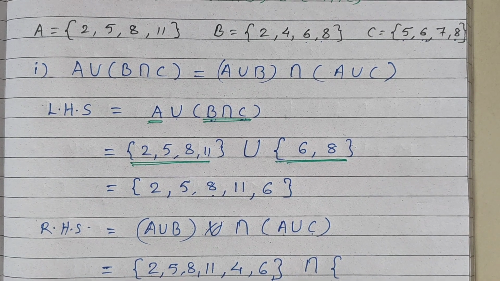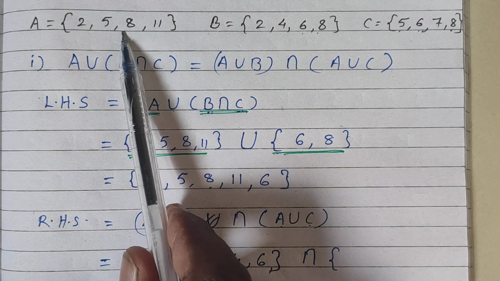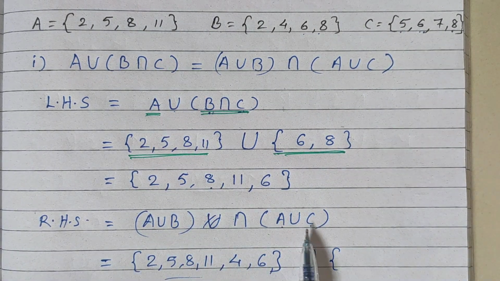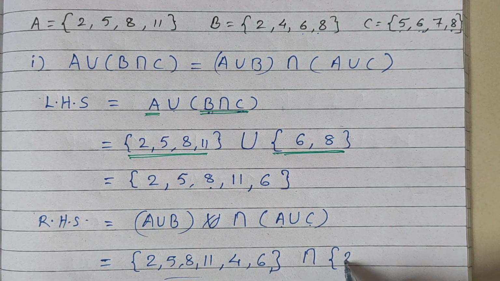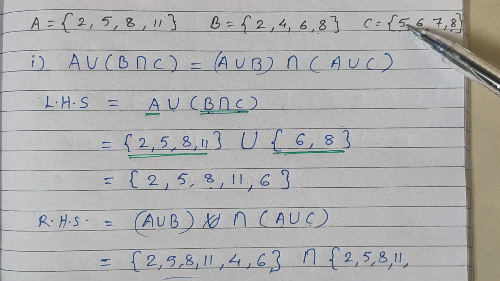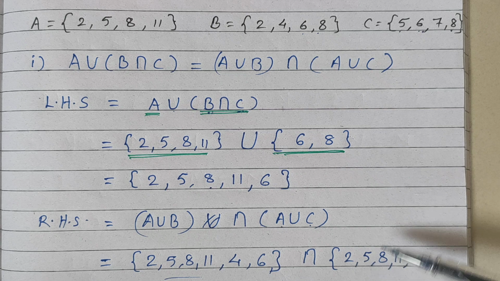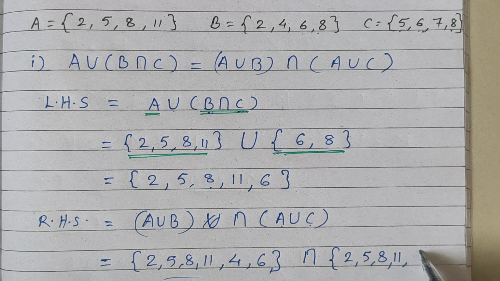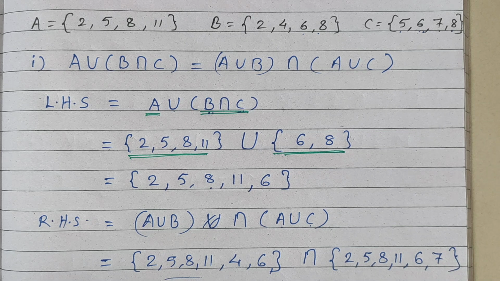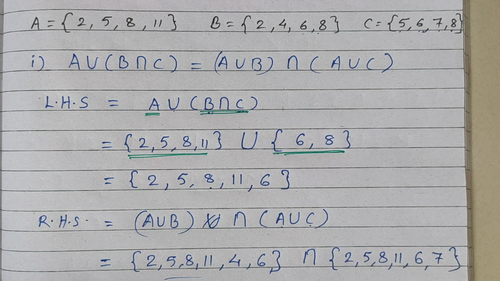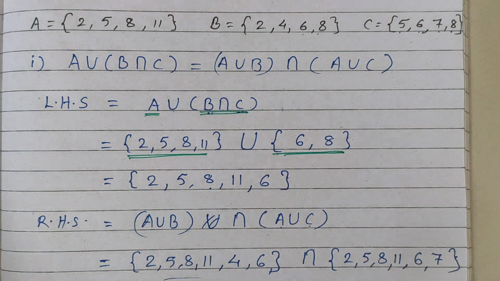A union C means we will combine the A set with the C set. Let us write the A set as it is: 2, 5, 8, 11. This is our A set. While writing the C set, 5 is already written over there. 6, so we will write 6. 7. 8 is already here, so no need to write it again. Got it? So this is the A union B set.